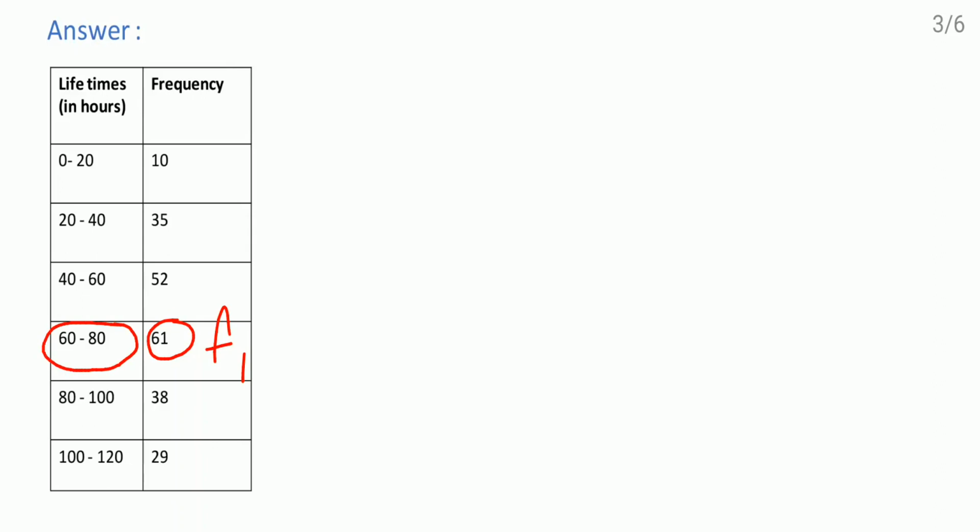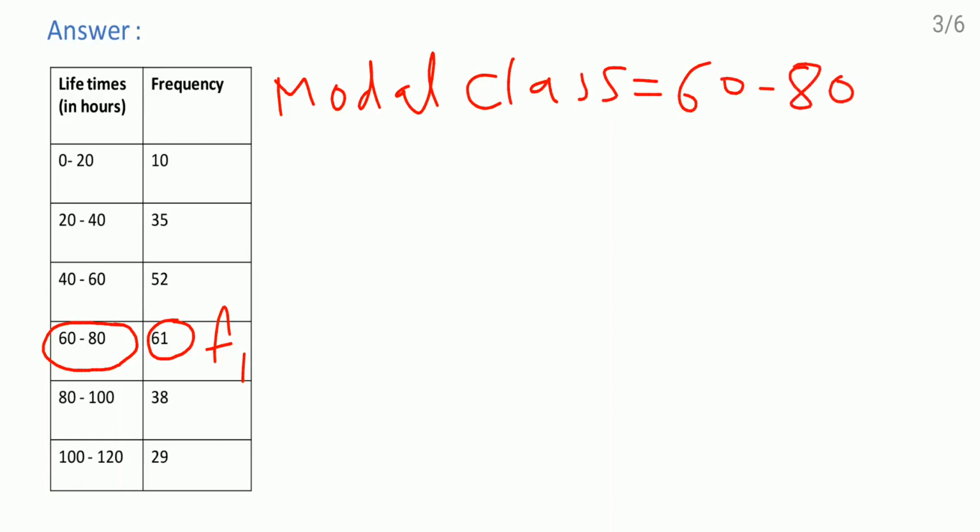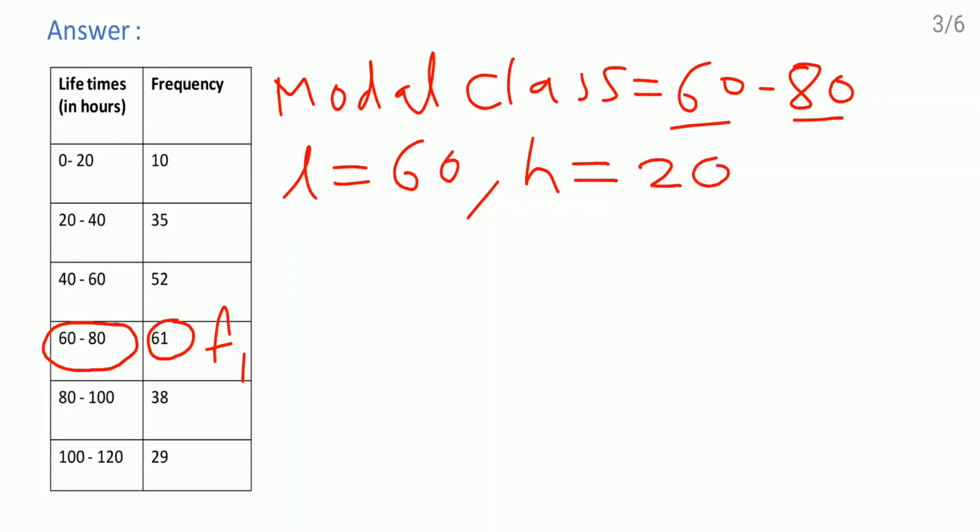So first let me write down here. Modal class is equal to 60 to 80. So 60 is the lower limit, so L is equal to 60. And if I want to find out the class size, what is it? Upper limit minus the lower limit. This is the upper limit, this is the lower limit. 80 minus 60 will become 20.